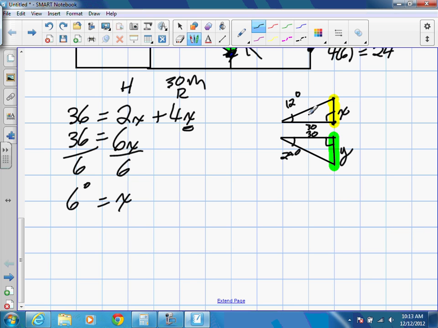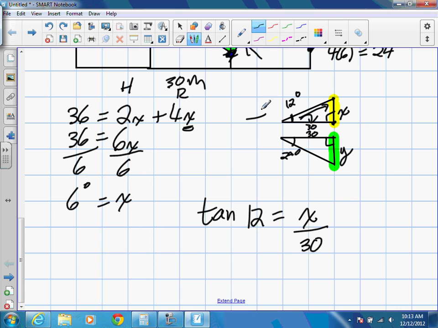So we want to use our primary trig ratio. So let's think back to chapter 7. If I have this angle here, and the opposite side, and the adjacent side, what am I looking for? Well, yes, we're looking for x, but what ratio do we use? That's right. Tangent 12 degrees is equal to the opposite being x over the adjacent, which is 30. Okay? That's for the top triangle.